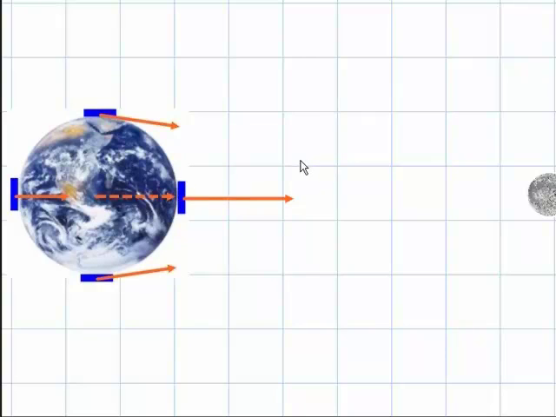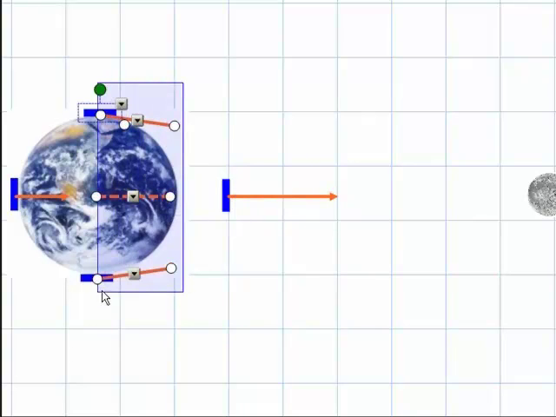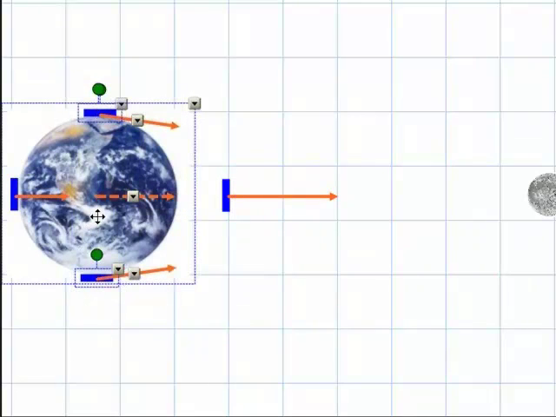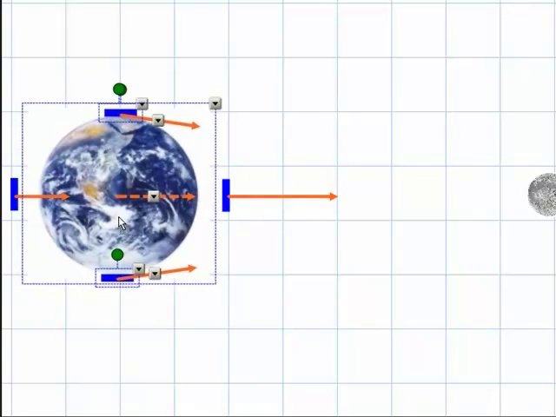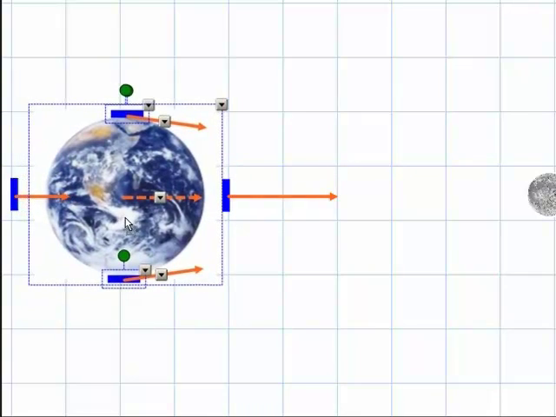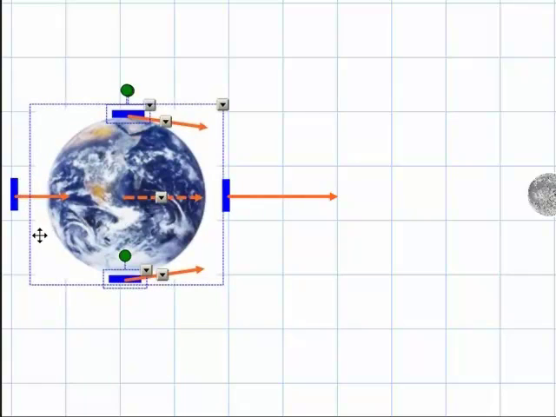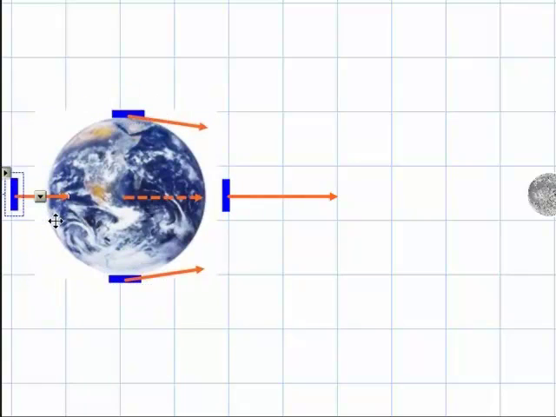So what the moon is doing is pulling this part here the most towards it because it's closest. This part here is pulled less towards the moon because it's further away. And this part over here is pulled yet less towards the moon.